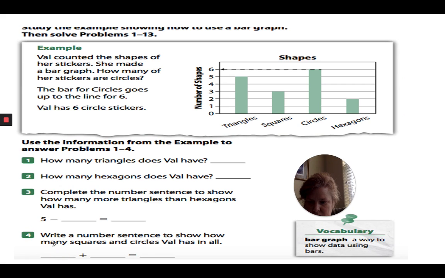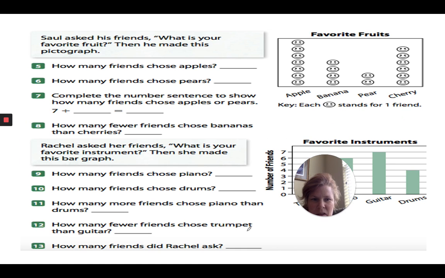See if it let me write. Here we go again. So let's see, how many squares and circles? Squares 3, circles 6. So 3 plus 6 is 9. Very good. Now that my pen is working from last time, I know, so funny.